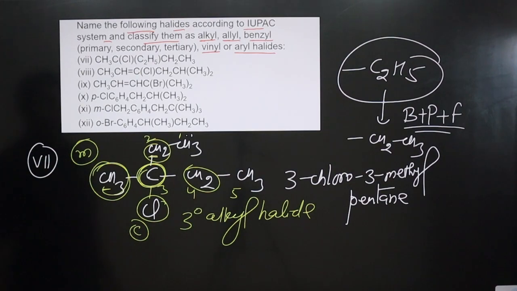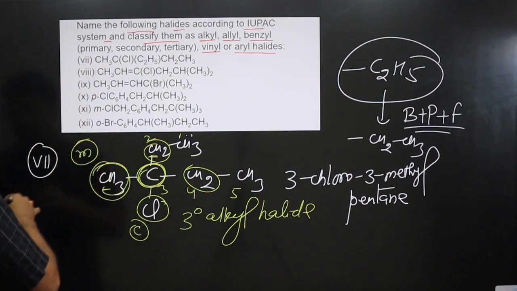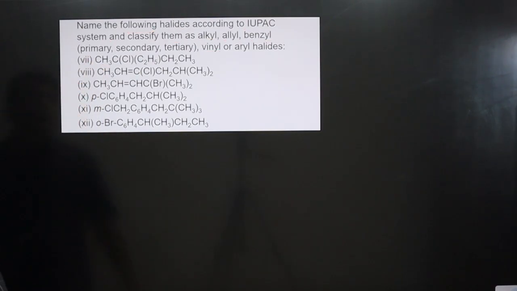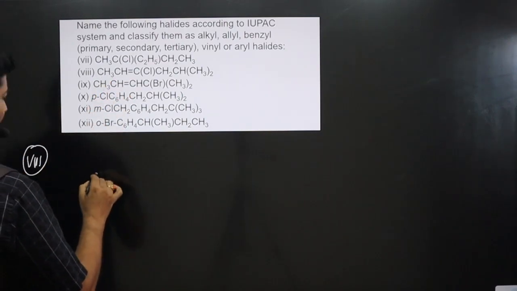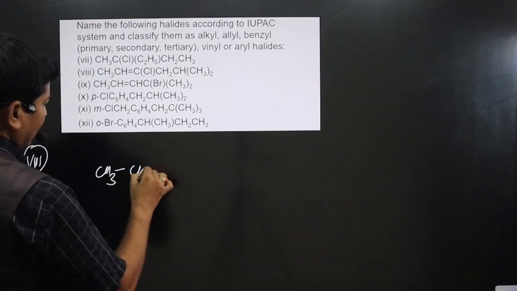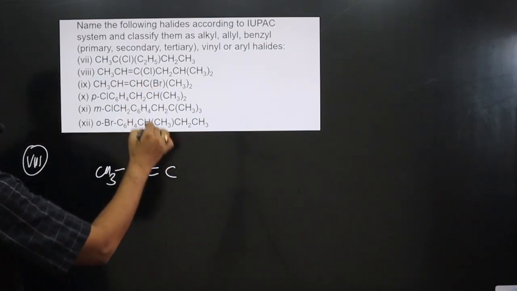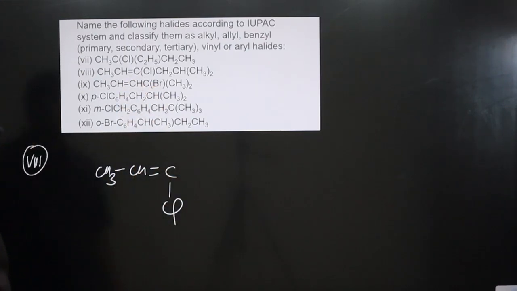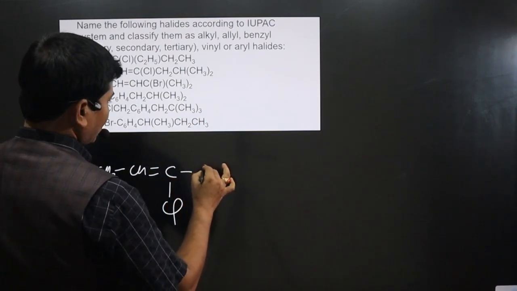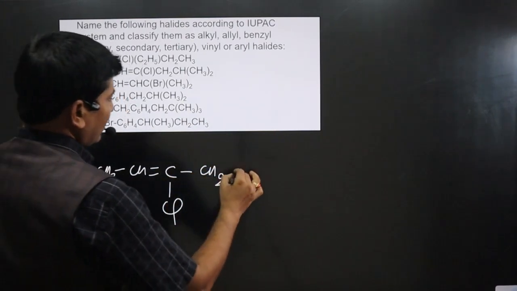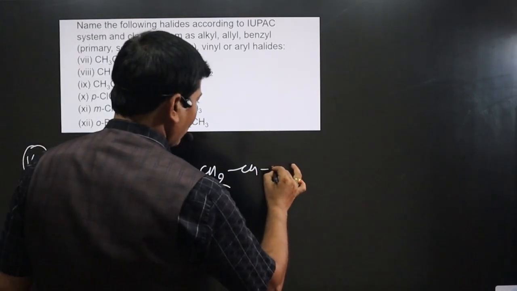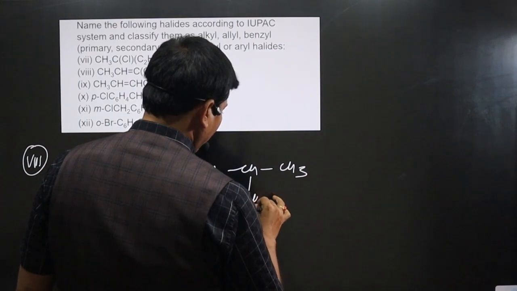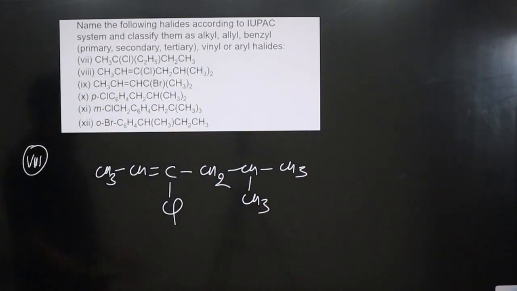Move on to the next one. We have the 8th one. CH3 is there, and then CH double bond C, and to this carbon you can see Cl is attached. And then we have CH2. Next we have CH, and to this CH2 alkyl groups are attached. One alkyl group I write this side and one alkyl group I write here. Now we can start numbering.